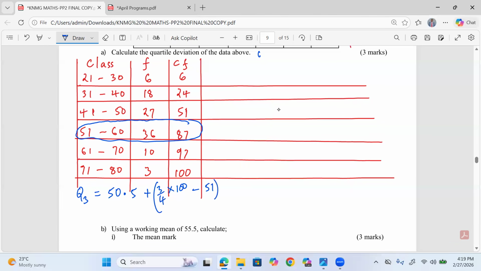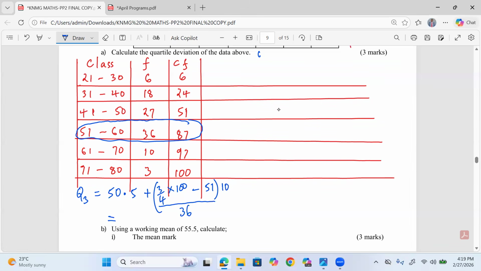Divide by the frequency of this class, which is already 36. Multiply by the class length, which is 10, because we need the upper boundary minus the lower boundary. The upper boundary is 60.5 minus the lower boundary 50.5, which gives 10. So we can get the value of our Q3.